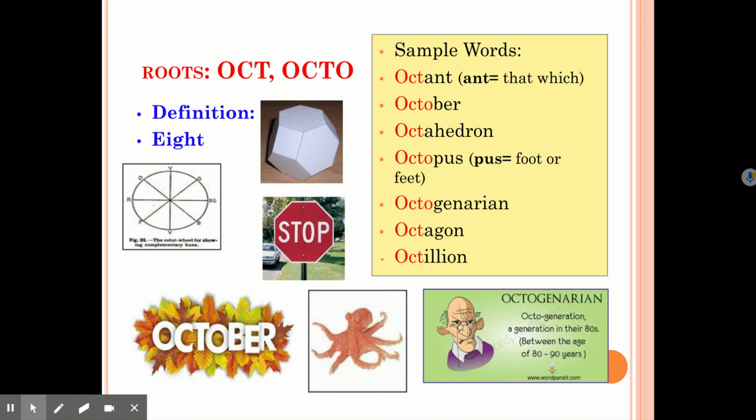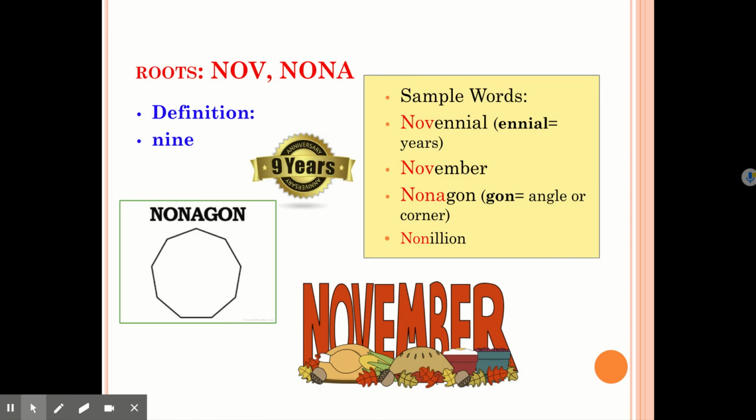Okay. And finally, we have nov and nona, which mean 9. Some sample words. Novennial, ennial meaning year or years. So this is done or recurring every 9th year. So as you can see in this picture, it says anniversary, 9 years.